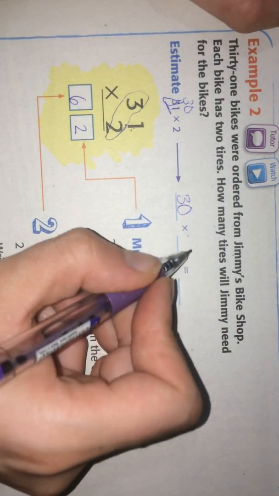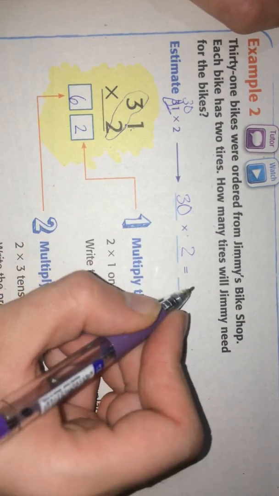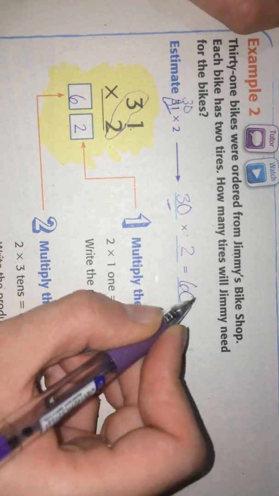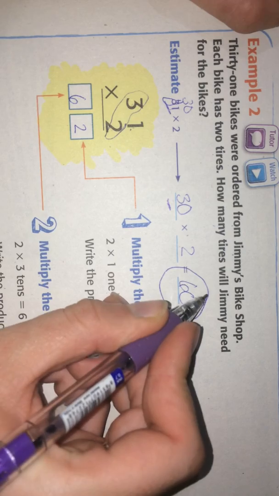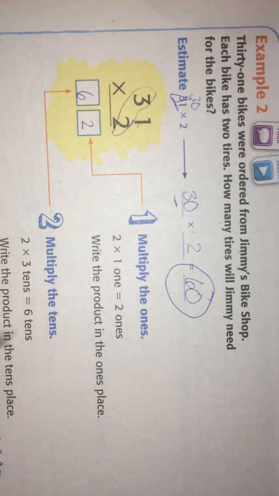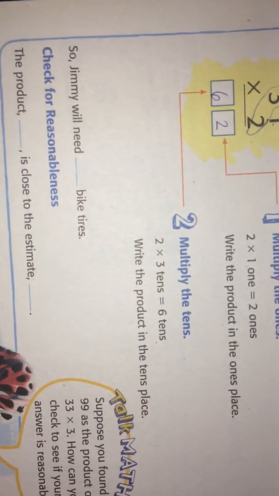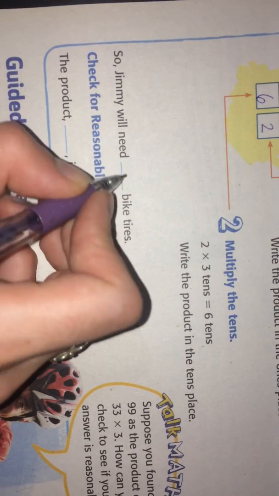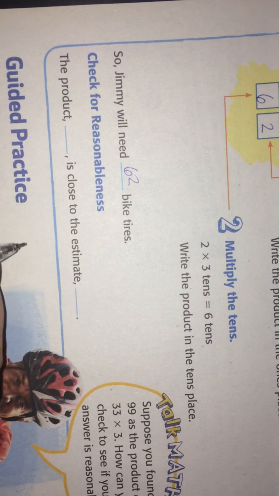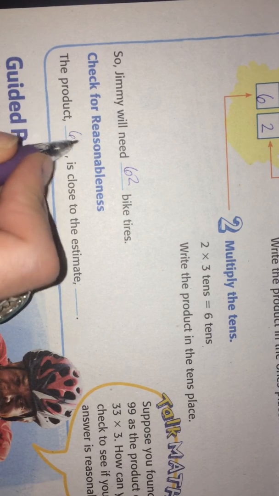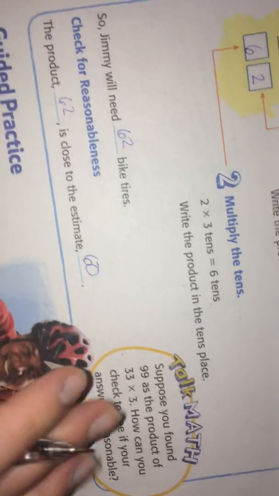Now here's how to do it if we were estimating. You take the first number and round it to the highest place value. So we'd round here. The 1 is below 5, so it goes to 0. So we just leave this at 30. So 30 times 2. And we know that 3 times 2 is 6, and then the 0, so 60. So our estimate would have been 60. Are 60 and 62 close? Yes, they are. So we probably got the answer right. So Jimmy will need 62 tires. The product, 62, is close to the estimate 60.